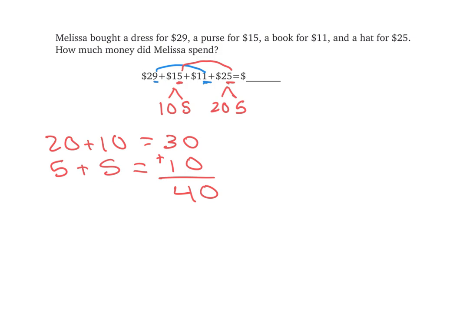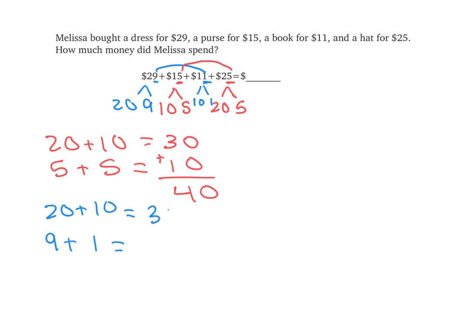Our other breakdown of our partner numbers and using the make a 10 method is 29 and 11. 29 is broken down into 20 and 9, and 11 is broken down into 10 and 1. 29 plus 11 is not very easy to solve mentally, so we can use the make a 10 method to help us solve the equation. So 20 plus 10 and 9 plus 1 is a lot easier to do mentally.